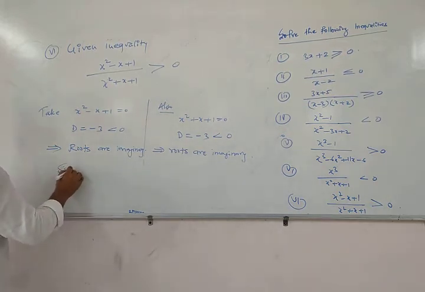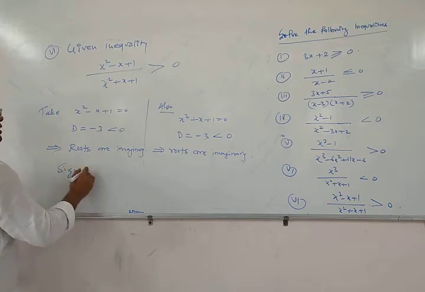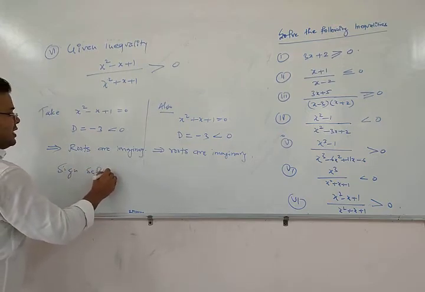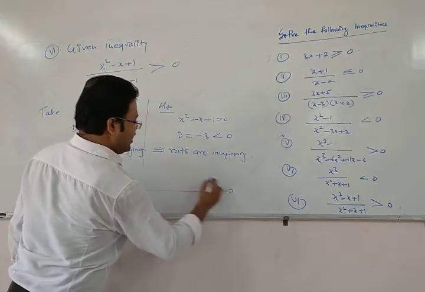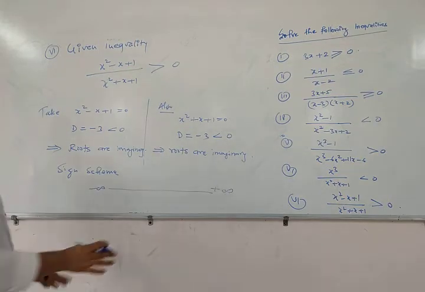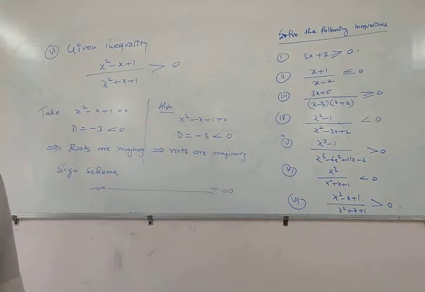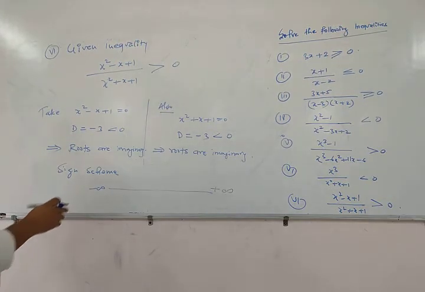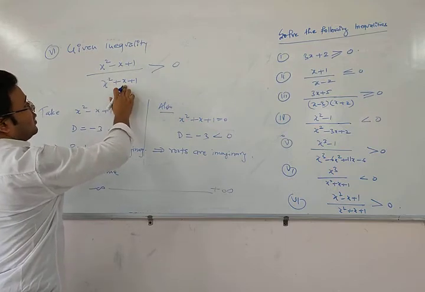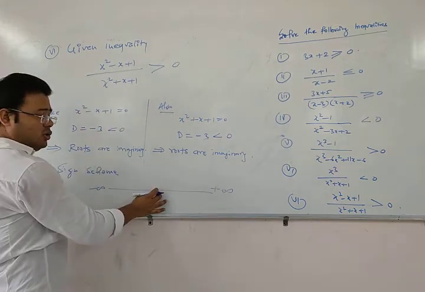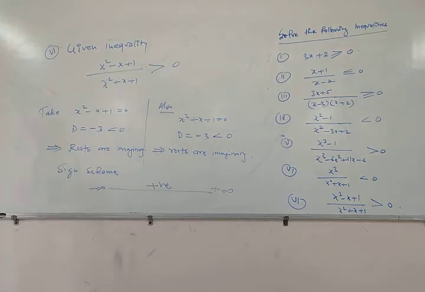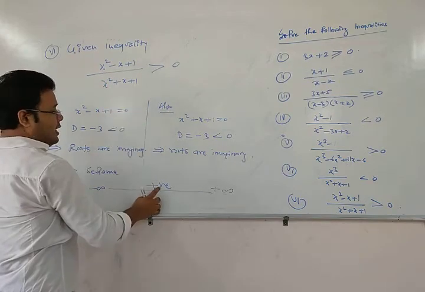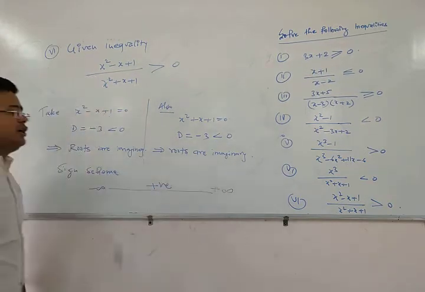So here you can see the sign scheme. There is a minus infinity. Here is a plus infinity, and there is no real root, so we can't put any roots between minus infinity to plus infinity. We can check the sign at x equal to 0. If we put x equal to 0, we will get the positive sign. So here is 0, so we can take positive sign here, and we see that this whole expression is always positive in minus infinity to plus infinity.